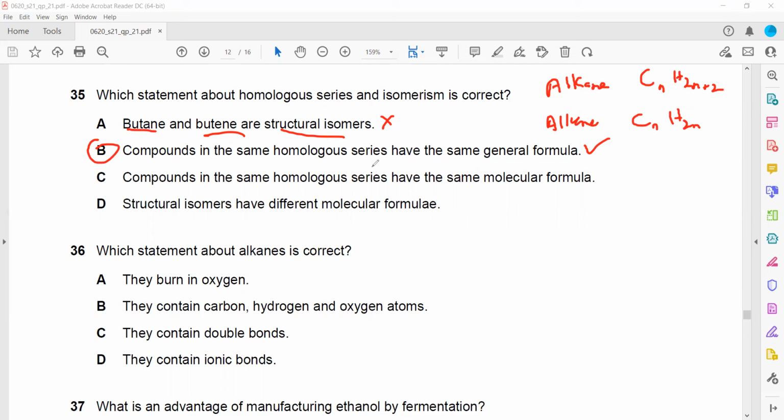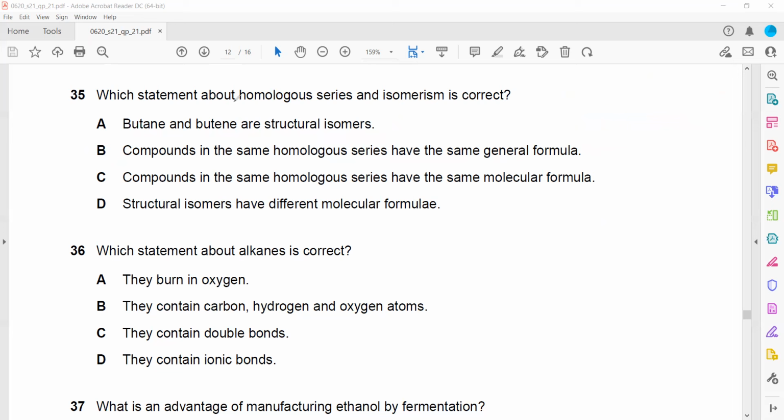Why not C? Compounds in the same homologous series have the same molecular formula. No, they don't have the same molecular formula. For example, in alkanes, methane is CH4, ethane is C2H6, propane is C3H8. So they all have different numbers of carbon and hydrogen atoms. Structural isomers have the same molecular formula but different structures.